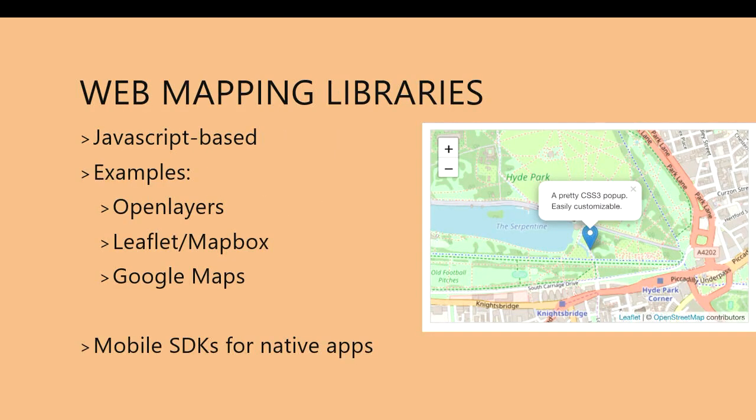Web mapping libraries typically tend to be JavaScript-based. Three examples happen to be OpenLayers, Leaflet, or Mapbox. Mapbox actually hired the lead developer for Leaflet to work on the core product, so they've incorporated bits of that into their mapping library, and of course, Google Maps. If you're developing for mobile apps, a lot of the mapping vendors will usually have their own SDKs.